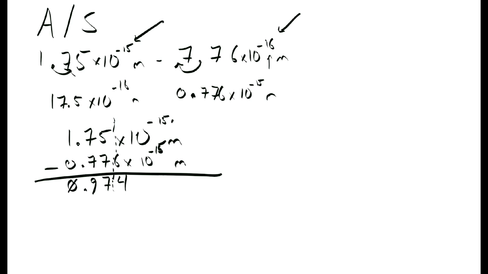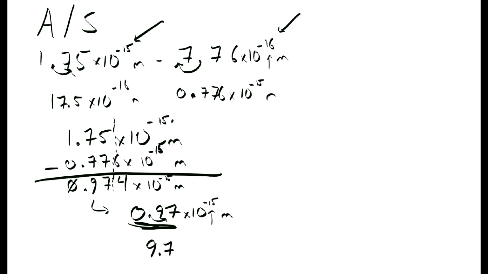4790 times 10 to the negative 15th meters. And then you round it. That gets you 0.97 times 10 to the negative 15th meters. But for scientific notation, you really do want this between 1 and 10. So you move the decimal place one to the right. Remember, moving it to the right, you're making this change, so it's going to be 9.7 times 10 to the negative 16th meters. You move the decimal place to the right, the exponent gets smaller. Decimal right, exponent down.